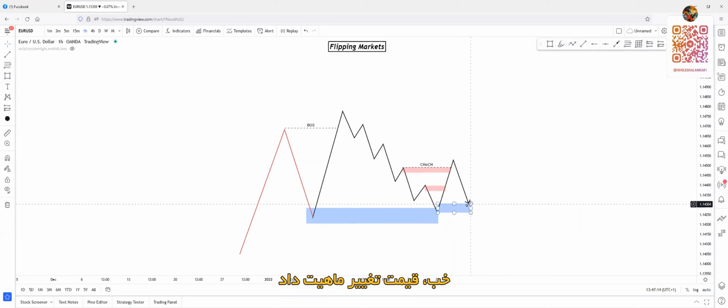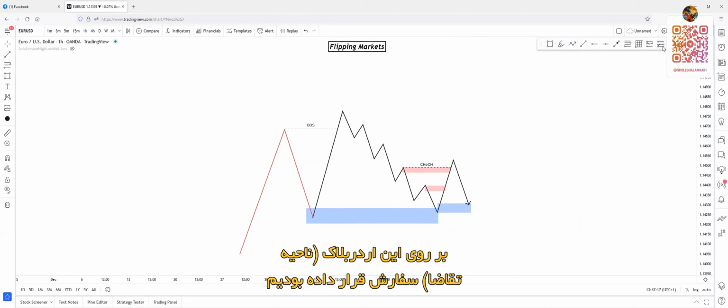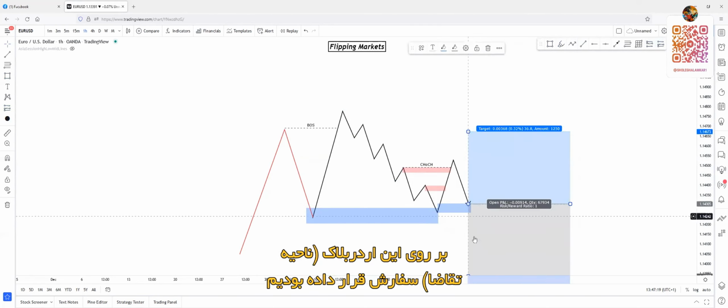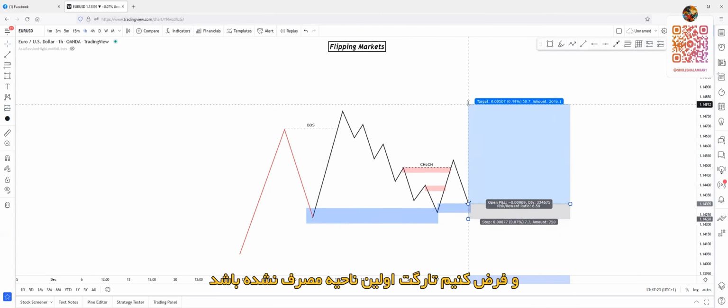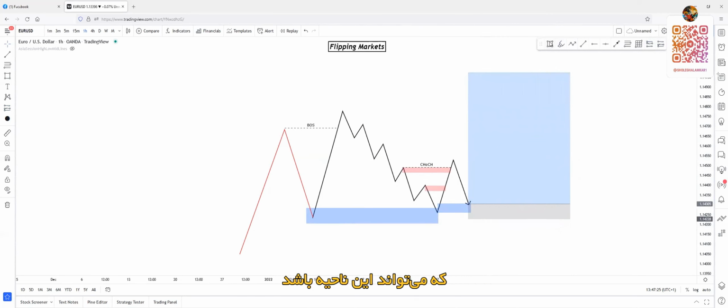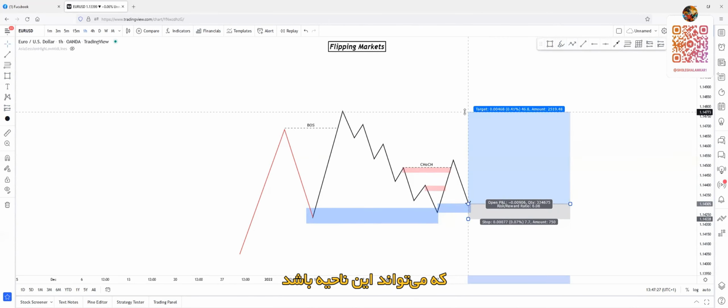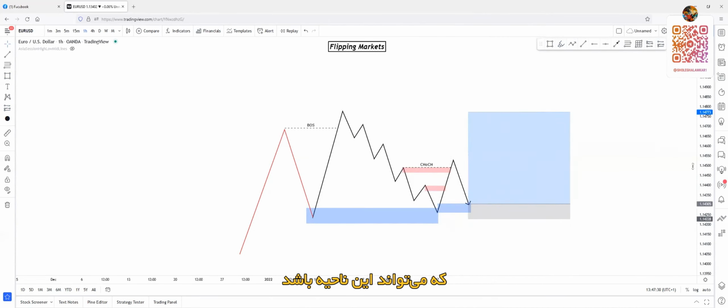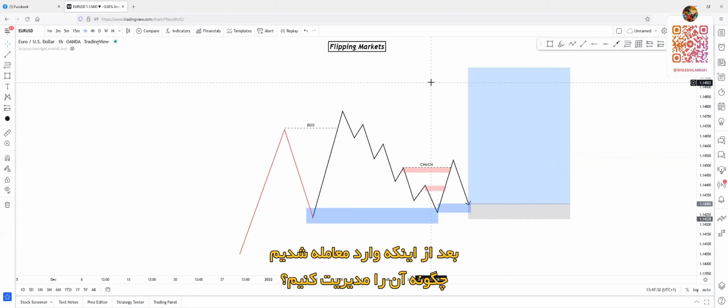Okay, so price changed character and tapped us into the trade because we did set a limit order on this order block, on this demand zone. And let's say we are targeting the next unmitigated supply, which could be this one. Okay, so how do we actually manage the trade after we get tagged in?